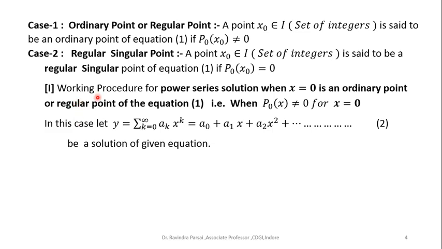Let us now understand the working procedure for finding the power series solution when x equal to 0 is an ordinary point or regular point of equation 1, that is, when p0(x) is non-zero for x equal to 0. In this case, we assume the series solution in the pattern summation k equal to 0 to infinity a_k x raised to power k, that is equal to a0 plus a1 x plus a2 x square and so on. When you open this summation for k equal to 0 to infinity, you get an infinite expansion as a series. Let this be a solution of the given equation, call it 2.